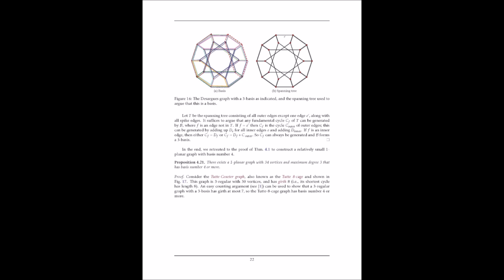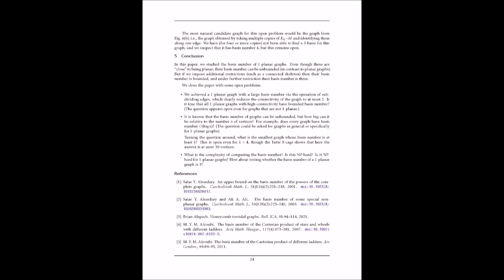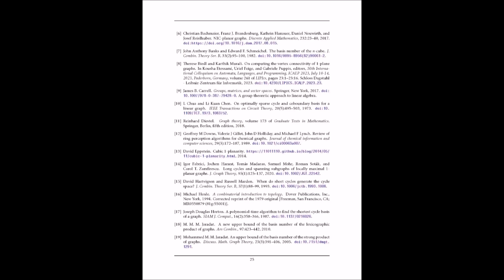Exactly. And to make sure it stays one-planar, we use edge subdivision. Imagine taking a highway and adding some pit stops along the way. This creates new edges and vertices, which helps us reduce the number of crossings. Got it. So we're strategically tweaking the graph to fit our needs without sacrificing its fundamental cycle structure. Exactly. Now, while the basis number can be unbounded in general, we do find some limitations when we look at specific types of one-planar graphs.